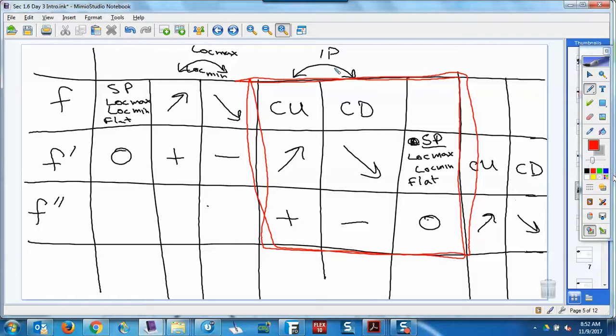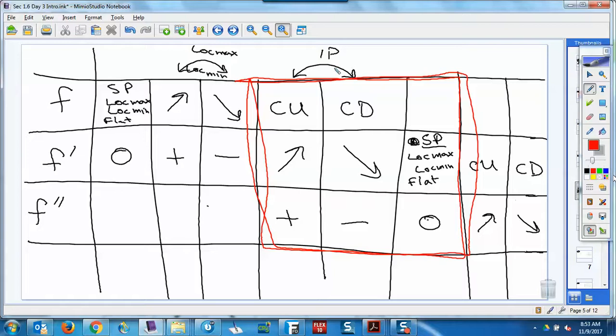Now a flat spot, you wouldn't switch columns, right? If you had a flat spot on F prime, it'd be going up, staying going up, or going down, staying going down, so you wouldn't have that. But we just talked about this, right? If you have an F prime here, if you have a local max or local min, its slope is 0. So you'd have an inflection point, right?